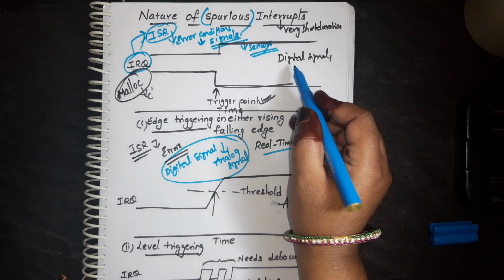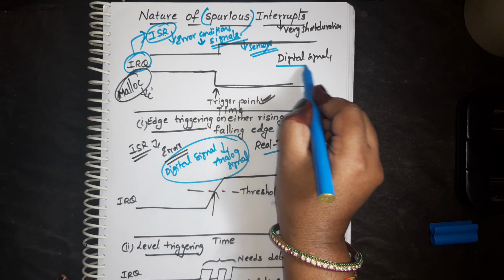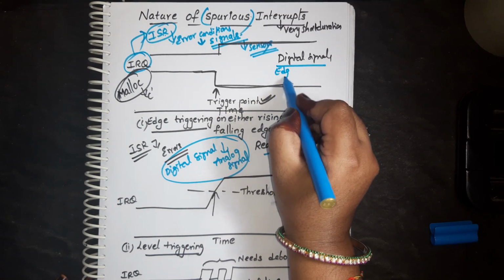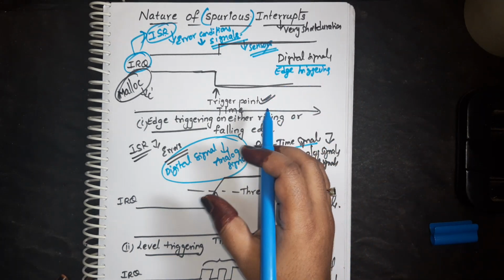Here, the digital signals which are generated are observed for edge triggering. These signals are generated when any kind of event or condition occurs.